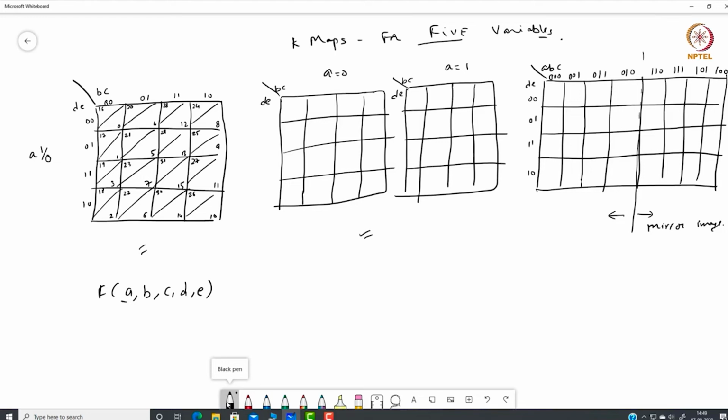The basic principle still remains the same: if we are given some particular function of 5 variables, we will draw all these and then create cubes, and whatever is the bigger cube, we take as a prime implicant, and out of the prime implicants we will find the essential prime implicants. Okay, so let us quickly see with one example.